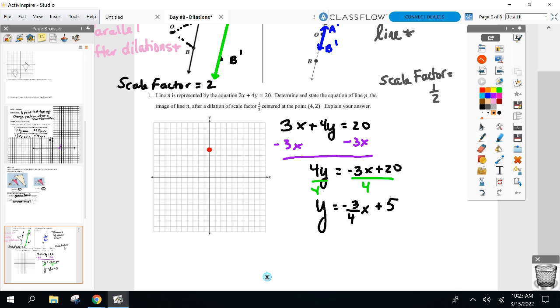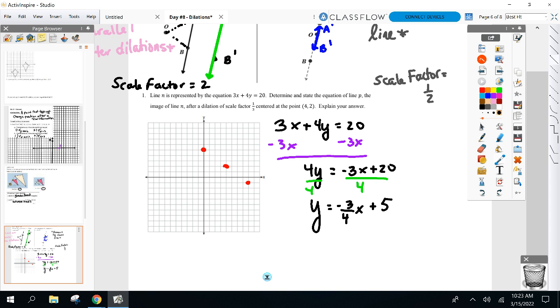Can you use the slope to get a few more points? Where do I go here if I'm going to use my slope? Down 3. 1, 2, 3. Right 4. 1, 2, 3, 4. Down 3. 1, 2, 3. Right 1, 2, 3, 4. Okay, there's a line. Do your best. Nice straight line through there. Okay, there's my line.